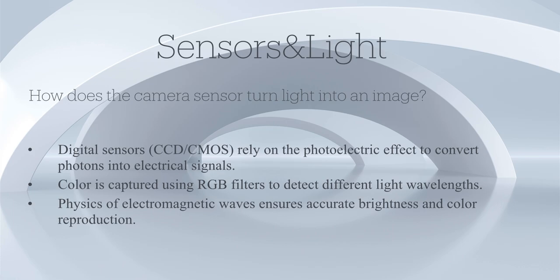Sensors and light. How does the camera sensor turn light into an image? Digital sensors, such as CCD or CMOS, rely on the photoelectric effect to convert photons into electrical signals. Color is captured using RGB filters to detect different light wavelengths. The physics of electromagnetic waves ensures accurate brightness and color reproduction.